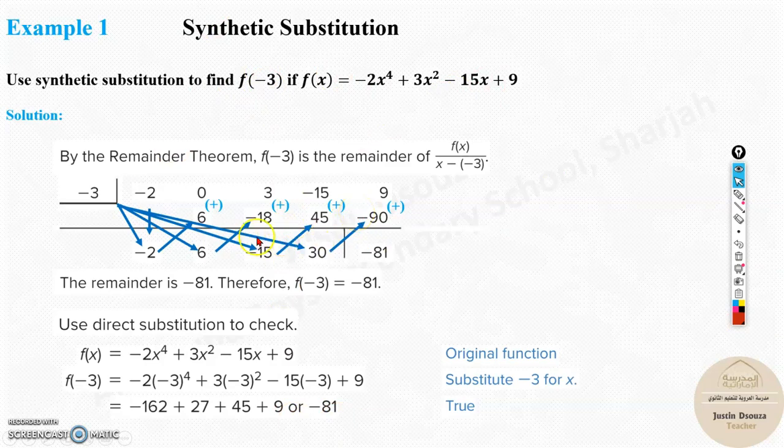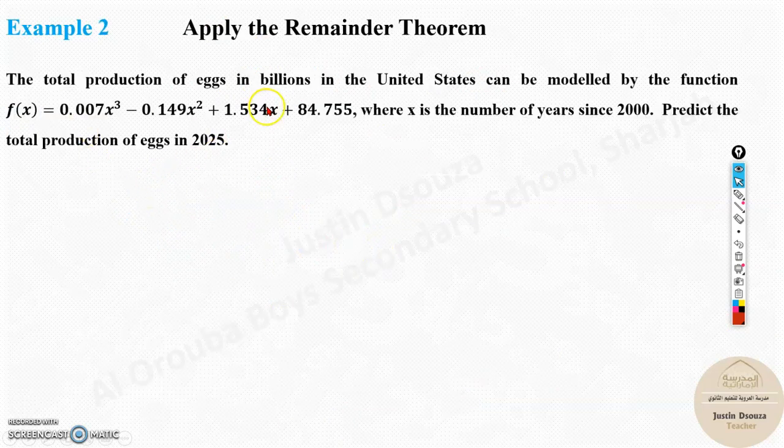Now, going on to the next topic, the remainder theorem problem itself. Where is it used practically? Now let's apply the remainder theorem. There's a real world problem where the total production of eggs in billions in the United States can be modeled by the function f of x equals 0.007x to the power 3 minus 0.149x squared plus 1.534x plus 84.755. Now here this is important, where x is the number of years since 2000.